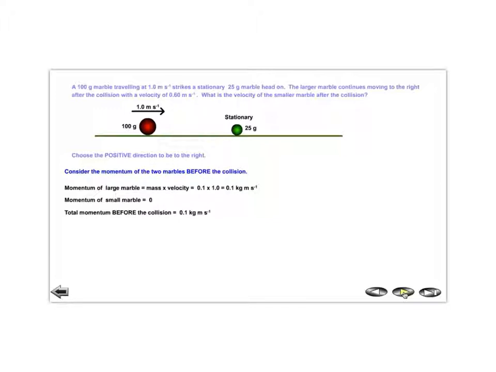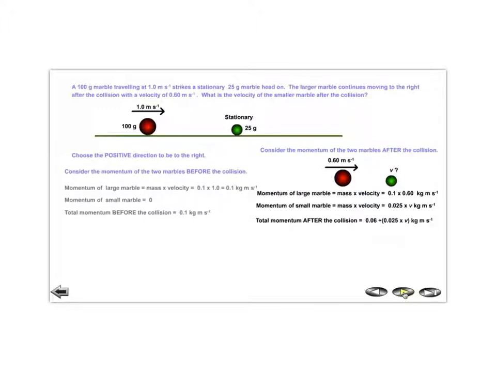Looking at after the collision, then we know that the larger marble is moving at 0.6 meters per second, and we need to work out the velocity of the other one. So we just call that v, or unknown, at this point. And we have that the red marble here, 0.1 times 0.6, gives you 0.06 kilogram meters per second, which appears down there. And the other marble, 25 grams, 0.025 kilograms, multiplied by our unknown v. So its momentum is 0.025 times v.